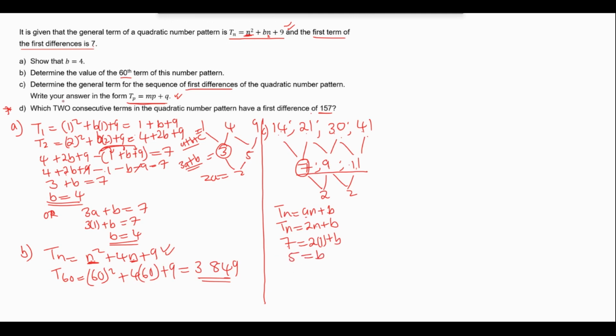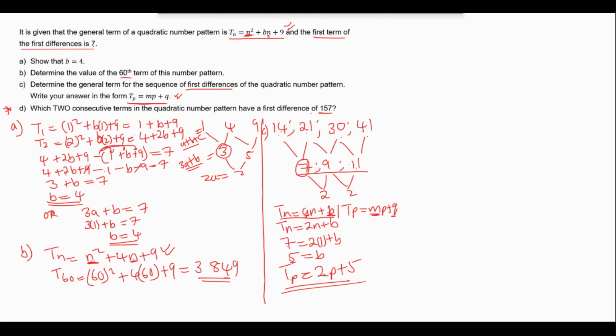Therefore, let's write it in this form: Tp = mp + q. It's the same thing. Our m is like our A here, and our q is like the B. So Tp = 2p + 5, where A is 2, p is like the n, and B is just the 5. That's it. It's the same as Tn = 2n + 5.